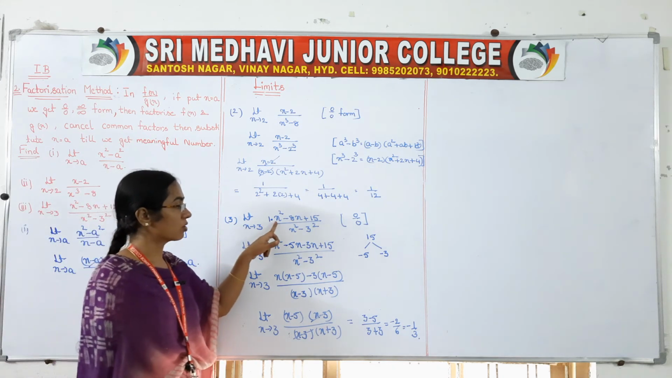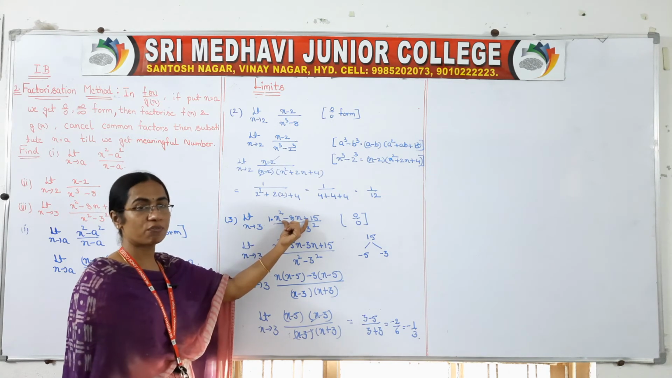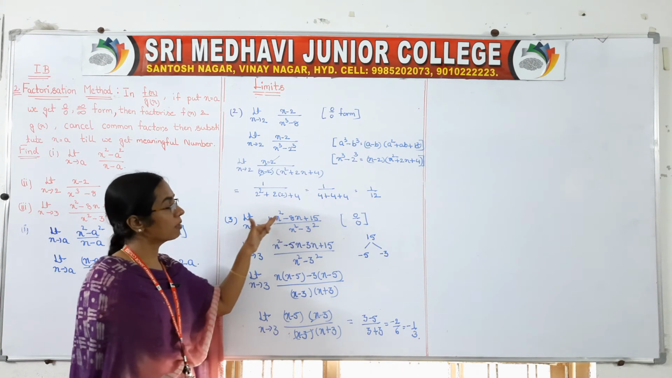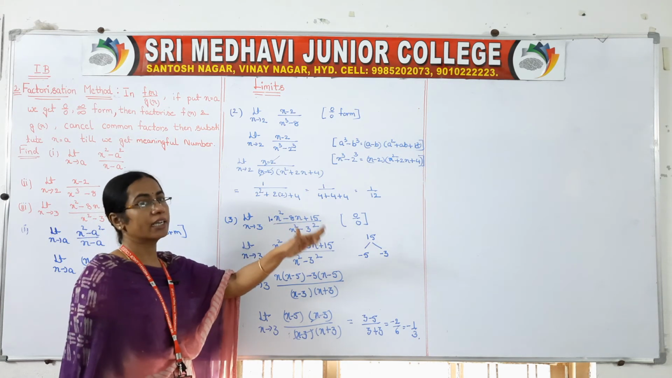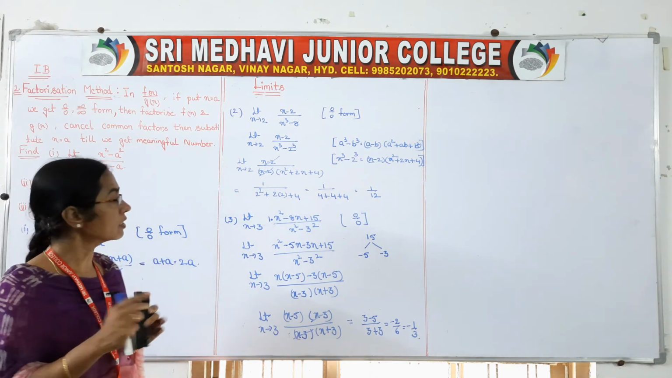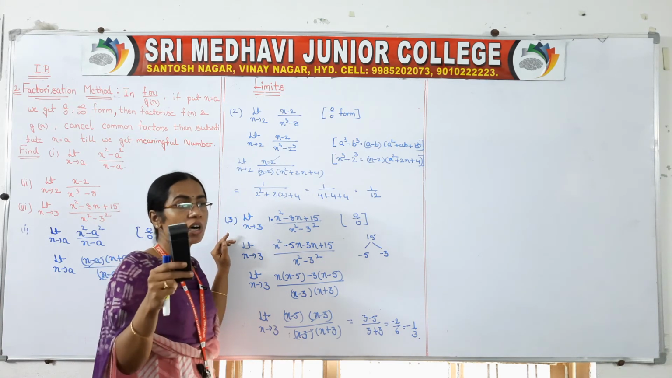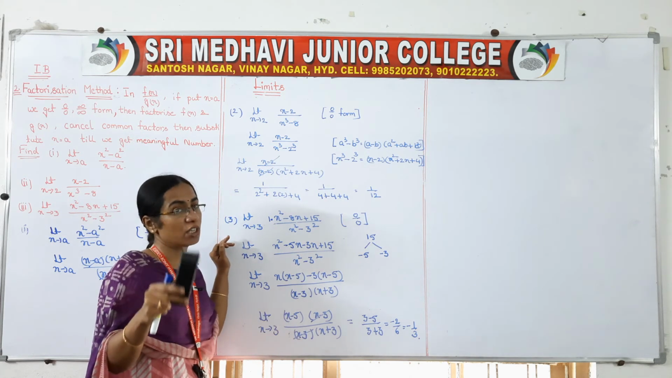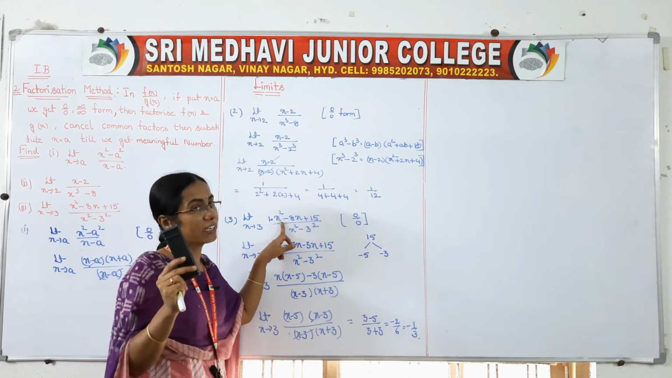Next, come to this question, f of x, g of x. If we substitute x is equal to 3 in f of x, it is 9 minus 24 plus 15. 9 plus 15 is 24, and 24 minus 24 is 0. So in rough work, you have to check by substituting. Whenever the problem is in f of x by g of x, you substitute the limit and check it. If you are not getting 0 by 0 or infinity by infinity, go for normal substitution. Suppose you are getting 0 by 0 or infinity by infinity form, then you have to go for factorization.